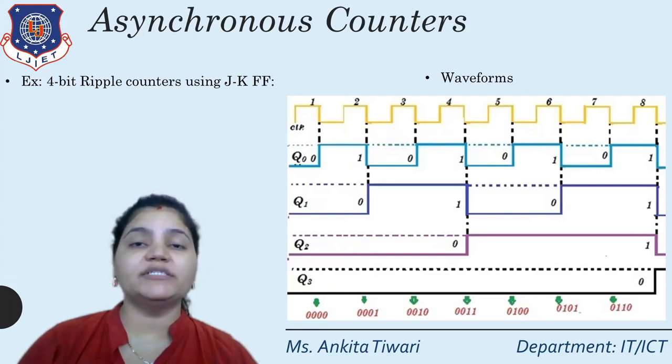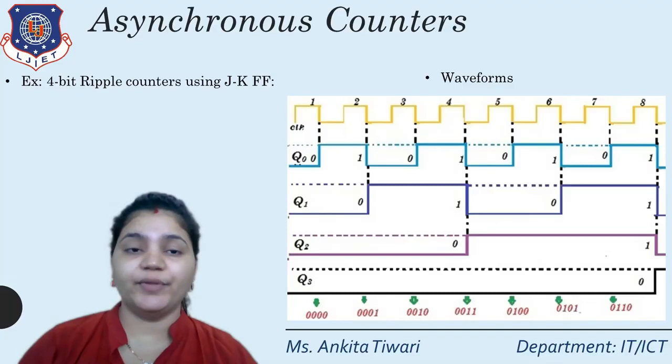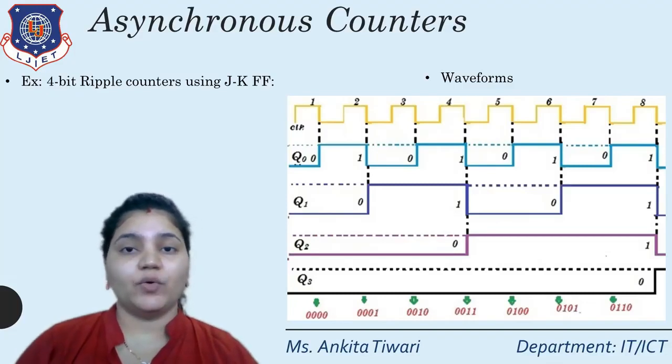So these are the clock pulse based transitions which are taken in the form of waveforms. So this is what asynchronous counters, 4-bit ripple counters, are.